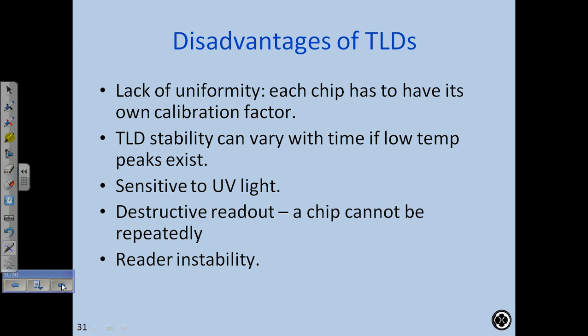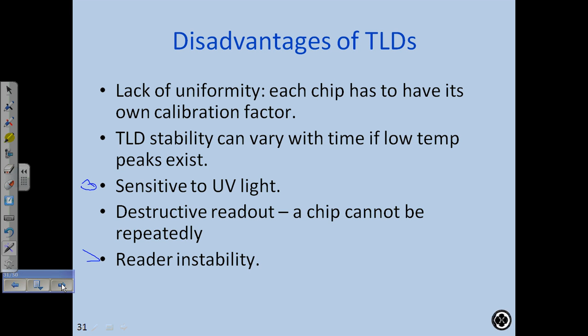It's sensitive to UV light. That's not that big a deal. Destructive readout, which means that after you read it, say you read it and the computer crashes, you're stuck. You can't reread it. If you reread it, you won't get a signal because you pulled the electrons out of the trapping sites. And then your reader also, it depends on how stable your reader is. You're reliant on that.